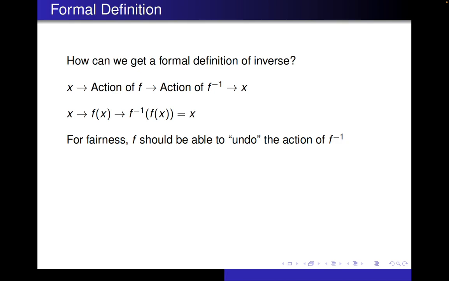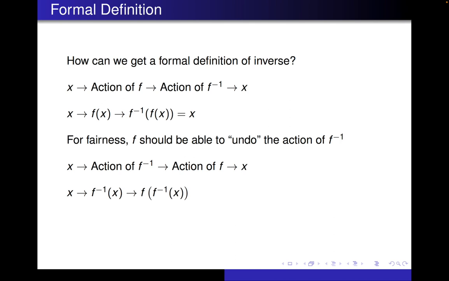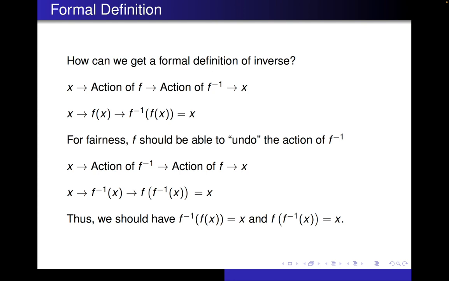Now, we need to be fair. If f inverse can ruin all the work of f, it's only fair that f should be able to ruin all the work of f inverse. So if we start with x and we do f inverse first, and then we do the action of f, that should take us back to x. So we start with x, we do f inverse to get f inverse of x, then we do f to get f of f inverse of x, and that should get us back to x. And that gives us our definition of inverse. So we should have, if everything is as it's supposed to be, f inverse of f of x equals x, and f of f inverse of x equals x.